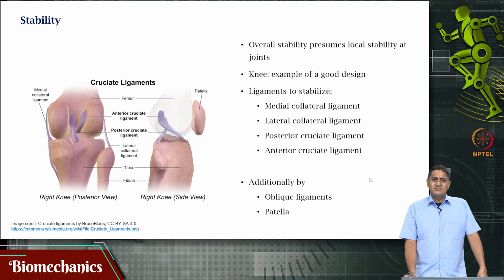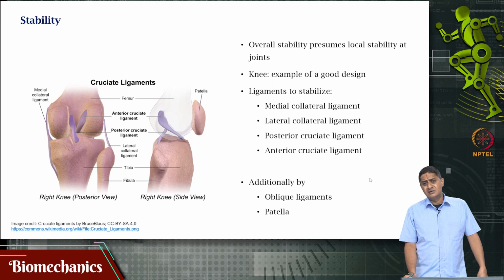So, how is stability achieved? If there is stability of the biped, of the human who is standing with two legs, this overall stability presumes stability locally at the many joints that are formed by this, no? Local stability. Right. A particularly interesting or good example of good design is the knee joint.